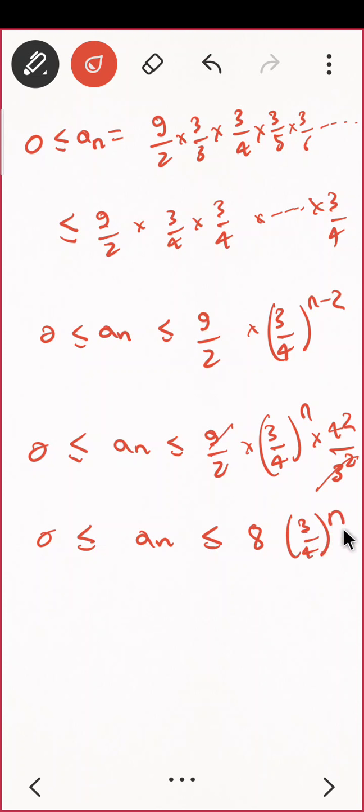What can you say now? Where does this guy go? This guy is tending to 0 because this is constant. What can you say about this? 3 by 4. 3 by 4 is always lying between 0 to 1. Do you agree? Yeah, perfect. Tending to 0 by the standard sequence. So this will also go to 0. Do you see? So an goes to 0. This is what we wanted to prove.